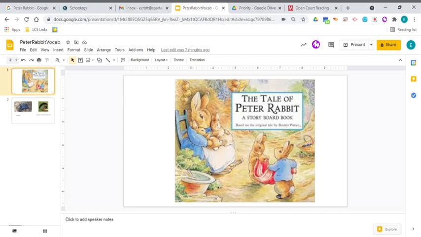Peter never stopped running until he got home to the big fir tree. He was so tired that he flopped down upon the nice soft sand on the floor of the rabbit hole and shut his eyes. His mother was busy cooking. She wondered what he had done with his clothes. I am sorry to say that Peter was not very well during the evening. His mother put him to bed and gave him some chamomile tea. But Flopsy, Mopsy, and Cottontail had bread and milk with blackberries for supper.